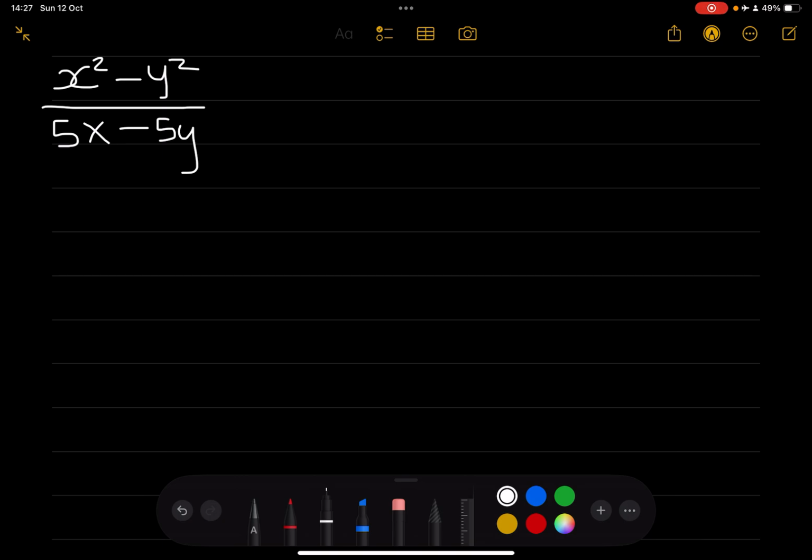Okay, fam, this one looks scary, but don't stress. Maths is like a puzzle. Find the pieces that fit.